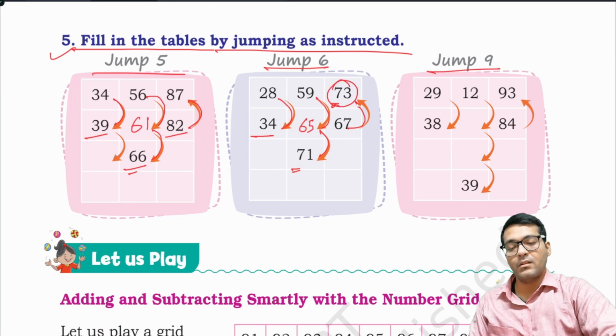Jump 9. 29 plus 9, 38. 12 plus 9, 21. 21 plus 9, 30. And 30 plus 9, 39. Similarly, 84 plus 9, 93.